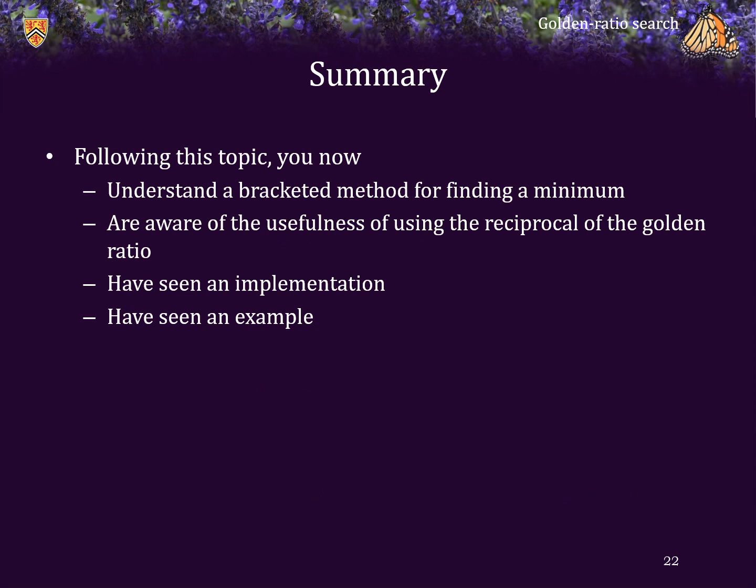So following this topic, you now understand a bracketed method for finding a local minimum. You are aware of the usefulness of using the reciprocal of the golden ratio to calculate the location of the interior points. You've seen an implementation and looked at an example.